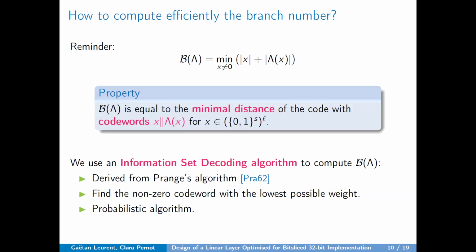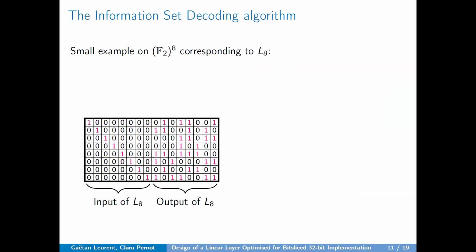This algorithm is derived from an algorithm that was proposed by Prange in 1962. And it allows us to find some non-zero code words with the minimum weights. So it's exactly what we want. I could also say that this is a probabilistic algorithm. So we will not have probability exactly 1 of finding the lowest weight word, but we will have a strong confidence in this algorithm if we iterate a sufficiently high number of rounds. So how does this algorithm work?